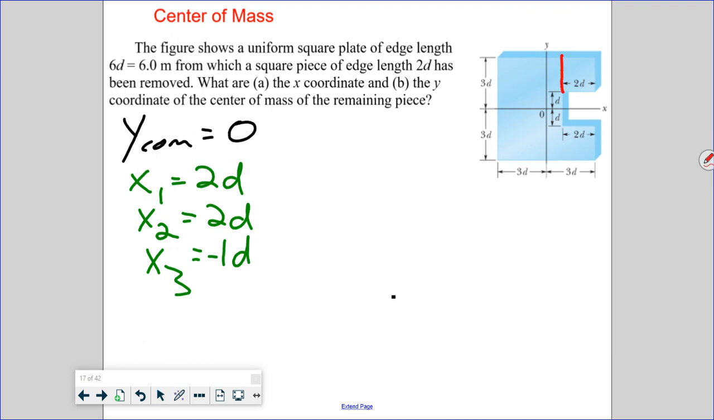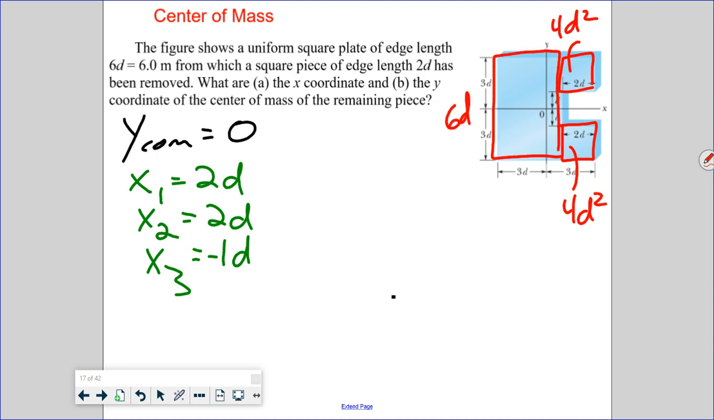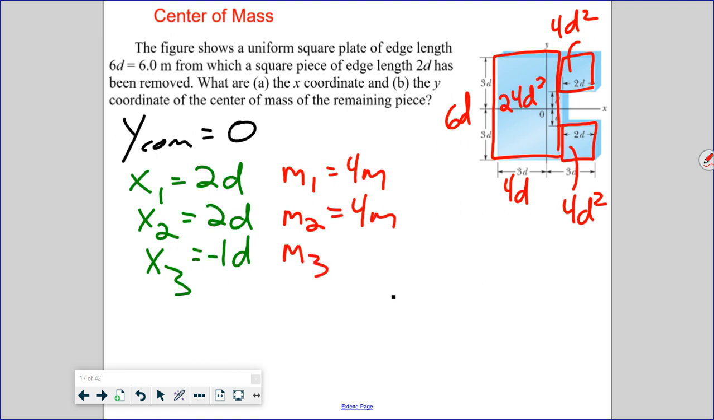So that guy is 2d by 2d, so that's 4d squared. This guy is also 2d by 2d, so that's 4d squared. And this other chunk is 6d by 4d, which is 24d squared, right? Which means that the mass of particle number 1, 4d squared, so that's 4m. Mass of chunk number 2, 4d squared, that's also 4m. Mass of chunk number 3 is 24d squared, which is 24m, right?